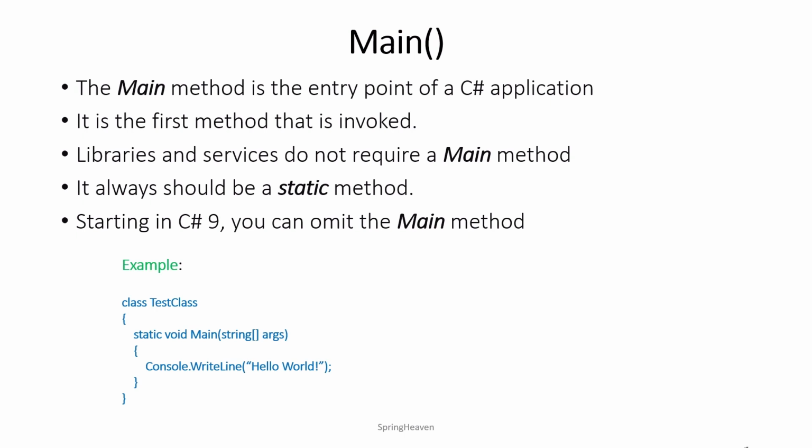Libraries and services do not require a main method. The main method should always be a static method so that it can be invoked without creating an object. Starting in C# 9, you can omit the main method.